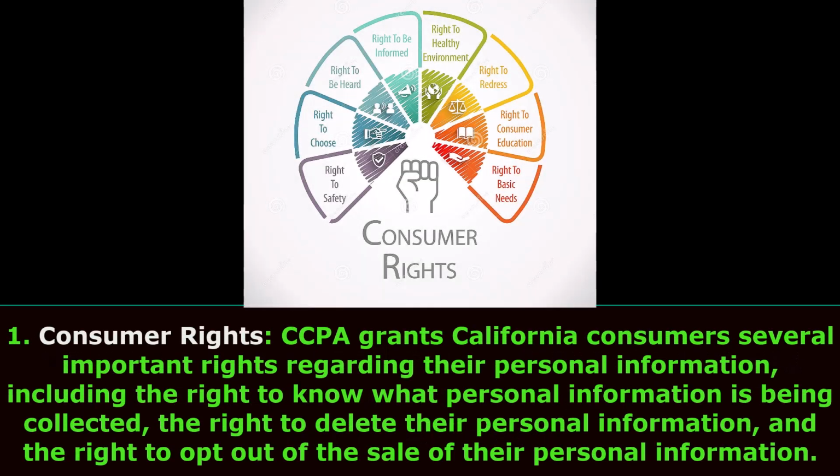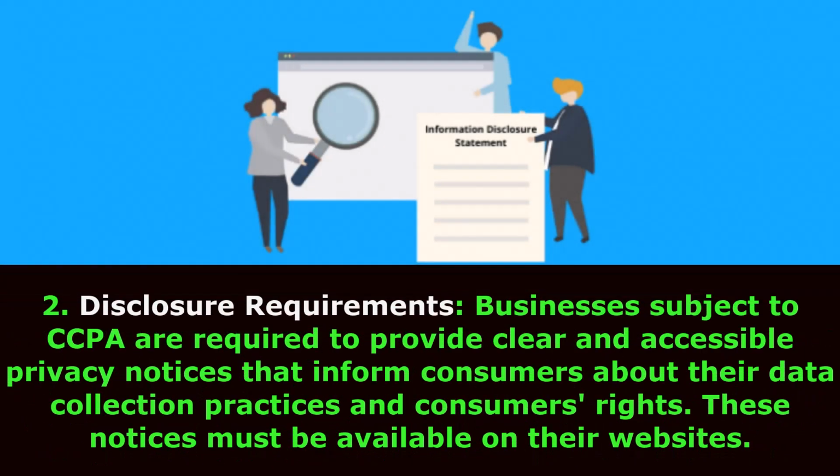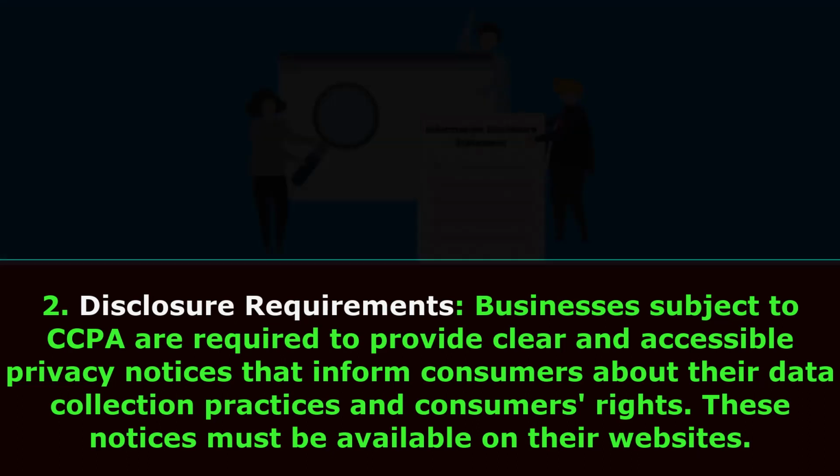1. Consumer rights. CCPA grants California consumers several necessary rights regarding their personal information, including the right to know what personal information is being collected, the right to delete their personal information, and the right to opt out of the sale of their personal information. 2. Disclosure requirements. Businesses subject to CCPA are required to provide clear and accessible privacy notices that inform consumers about their data collection practices and consumers' rights. These notices must be available on their websites.